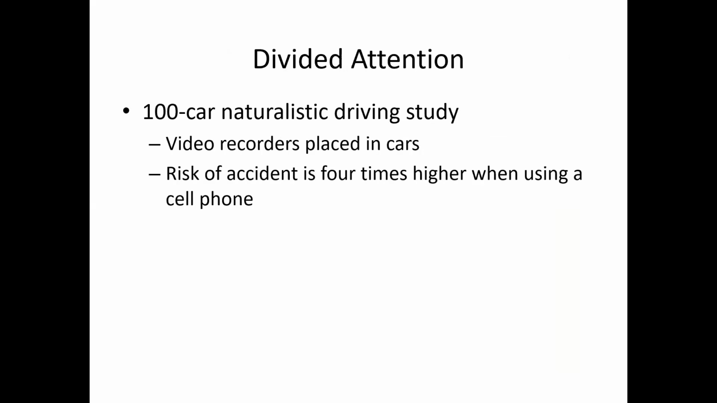So let's keep going. This is looking at the divided attention method. So you have this 100-car naturalistic driving study, right? Naturalistic means that it's actually happening in the environment. And what they were able to find was that the video recorders were placed in the cars, and the risk of accident ended up being 4 times higher when using a cell phone.